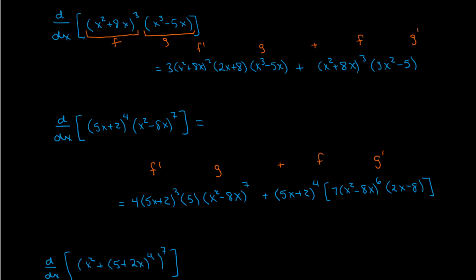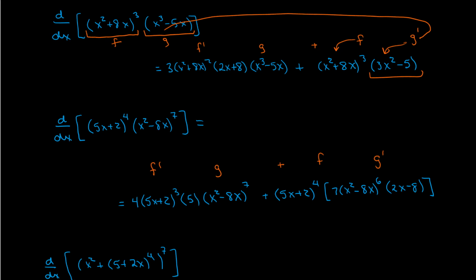Okay, product rule then says plus. So I'm going to remember to include my plus. Then the next term in the product rule, or factor, is f of x. Well, that's this x squared plus 8x cubed. Good. And the last factor right here is where I took this, computed a derivative.